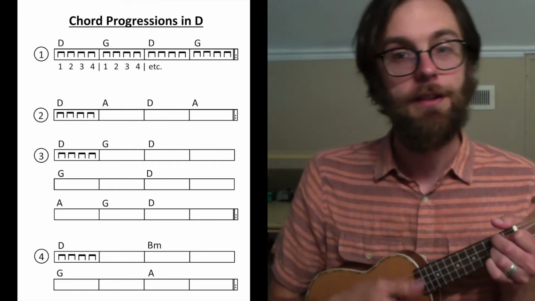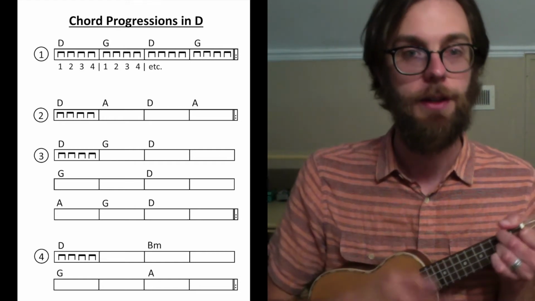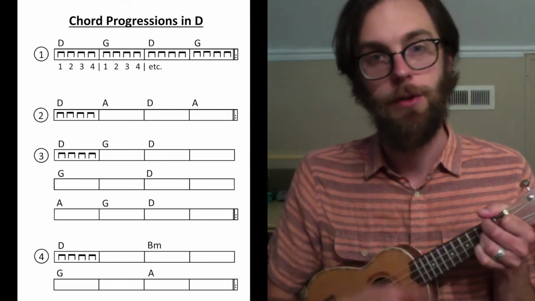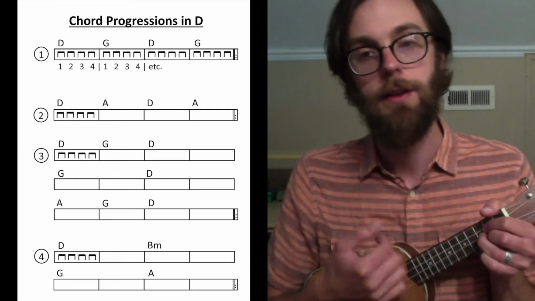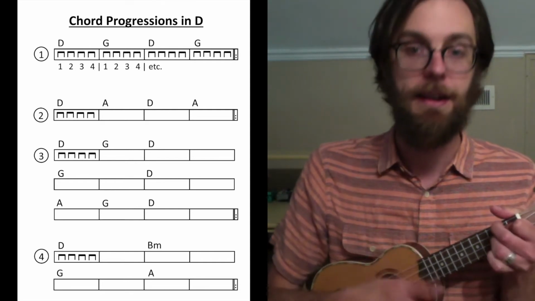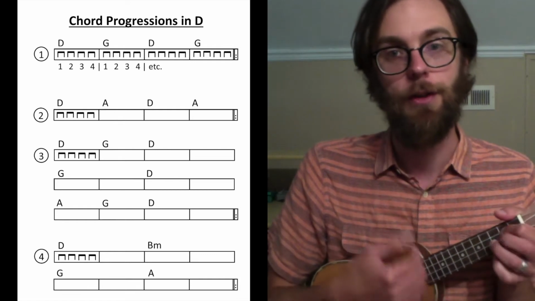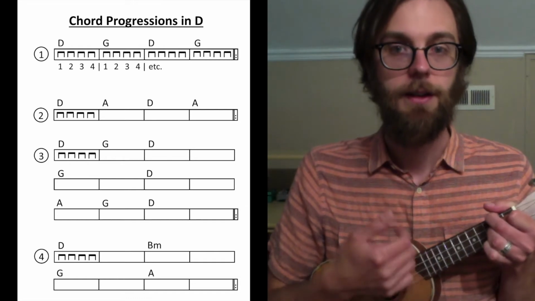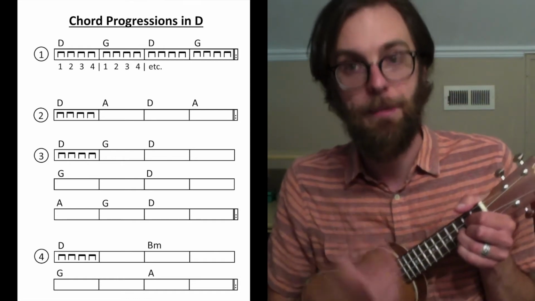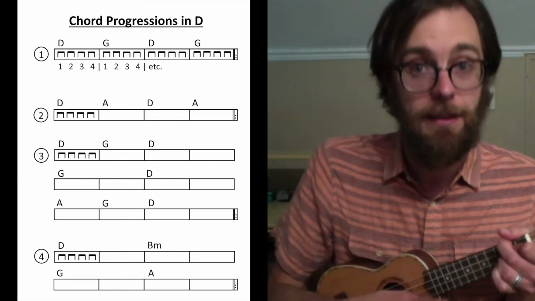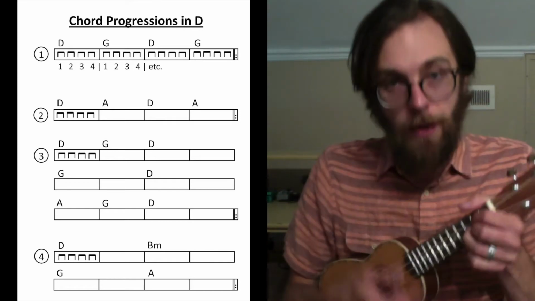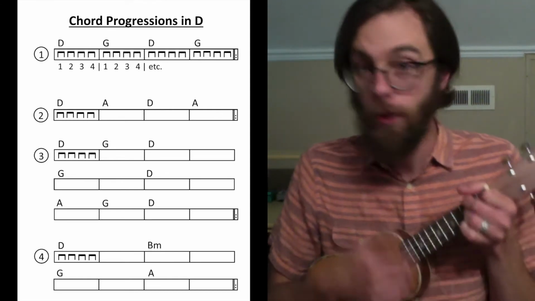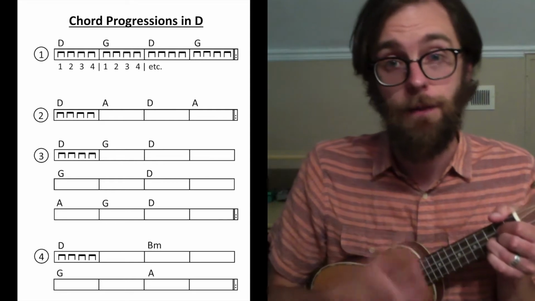So, if you're going through this, it's 1, 2, 3, 4. 1, 2, 3, 4. 1, 2, 3, 4. 1, 2. Then there's a repeat sign. That means you can keep doing this over and over. But you want those chord changes to happen right on the beat. It might take you some time to get there. 1, 2, 3, 4. New chord. 1, 2, 3, 4. And 1, 2, 3, 4.